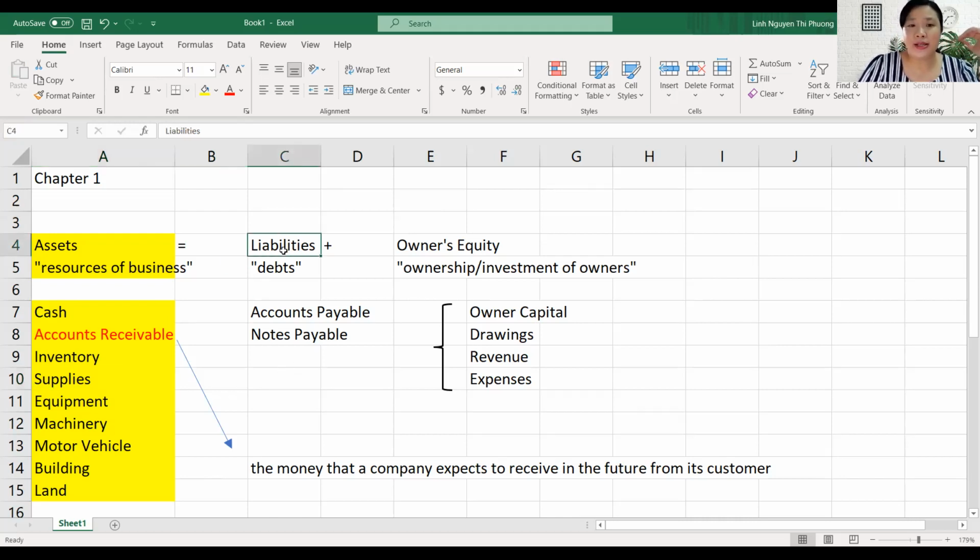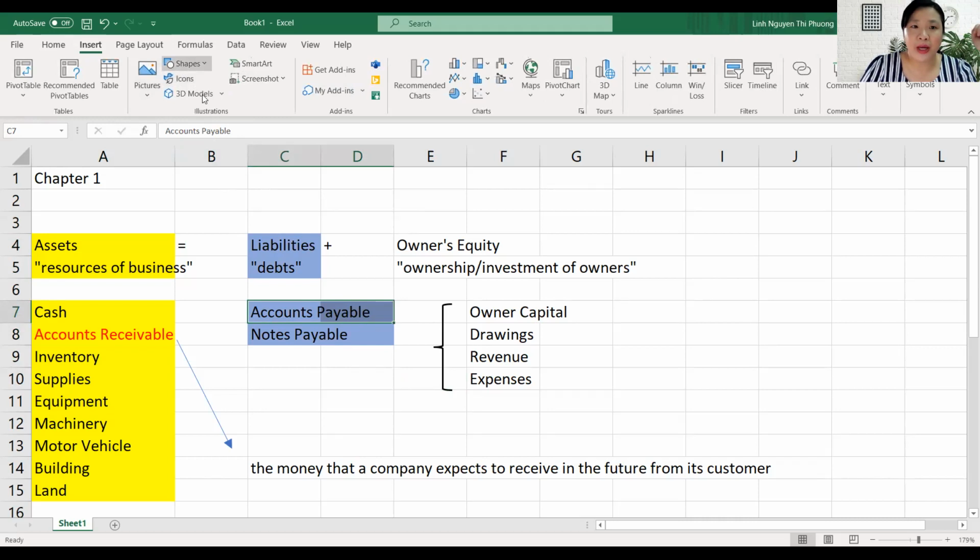Okay, now let's look at the second one. It's called liability, okay? Liability means debt or obligations that the company has to others. For example, we have account payable and note payable. Okay. Now, what is account payable? Account payable means the money that the company promised to pay to the supplier in the future. Okay, we call it account payable.